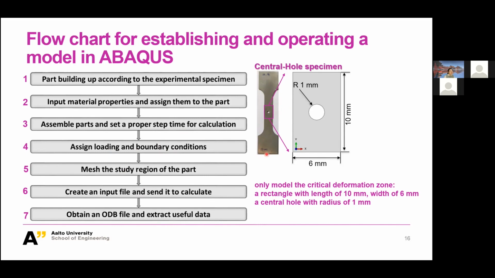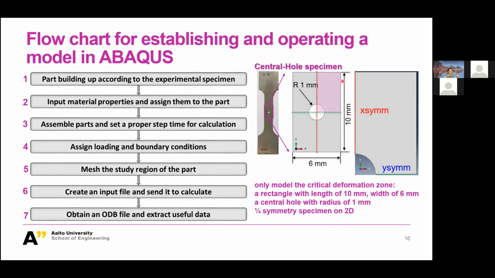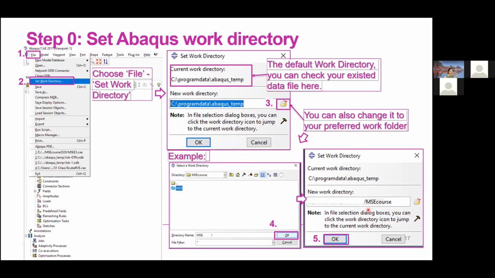And here, as I said, we will focus on this whole central specimen, and this is the whole structure of it. But here we only need to focus on the critical deformation zone, and we will only generate a model of 1/4 of it with a 2D model, and we will set a symmetry line or symmetry plane along these two boundaries, so that finally your result is still representative of the full model. And now we will start.